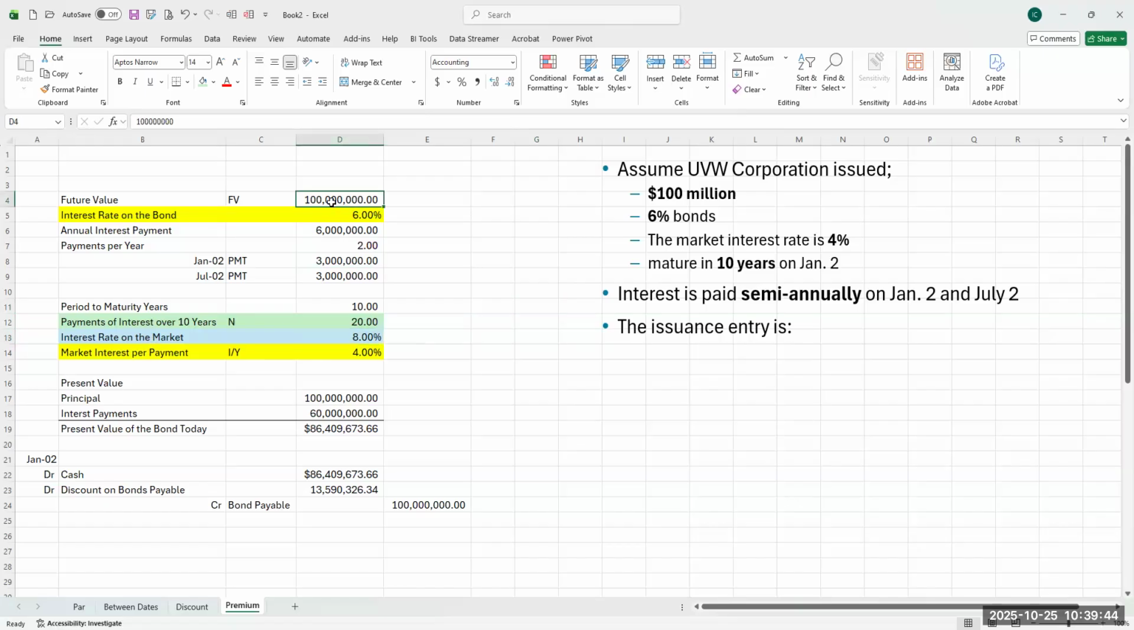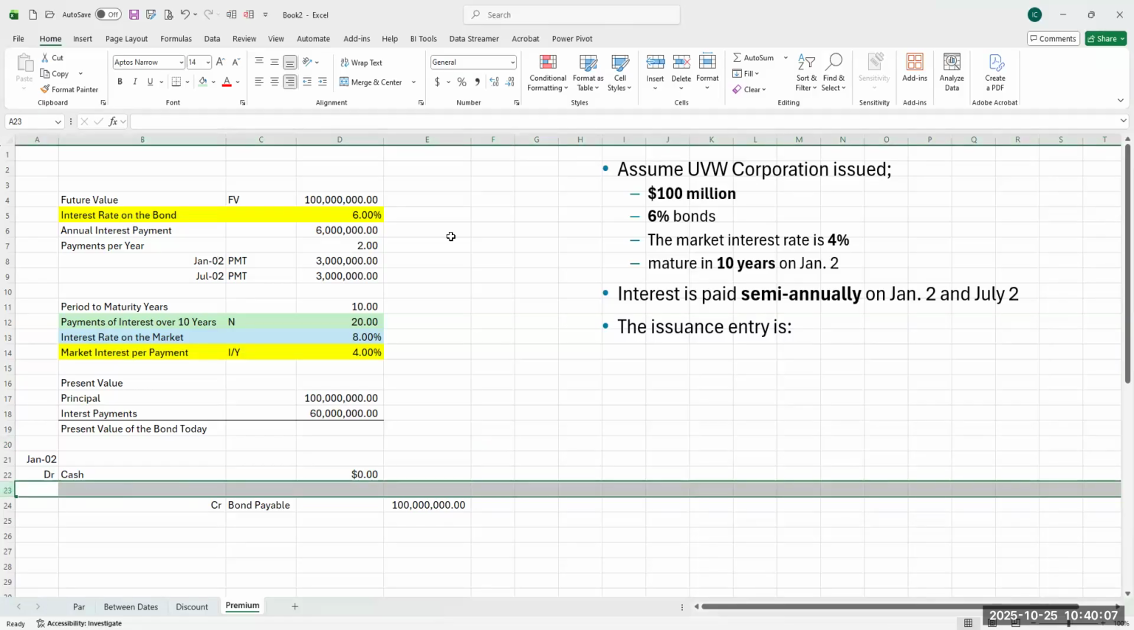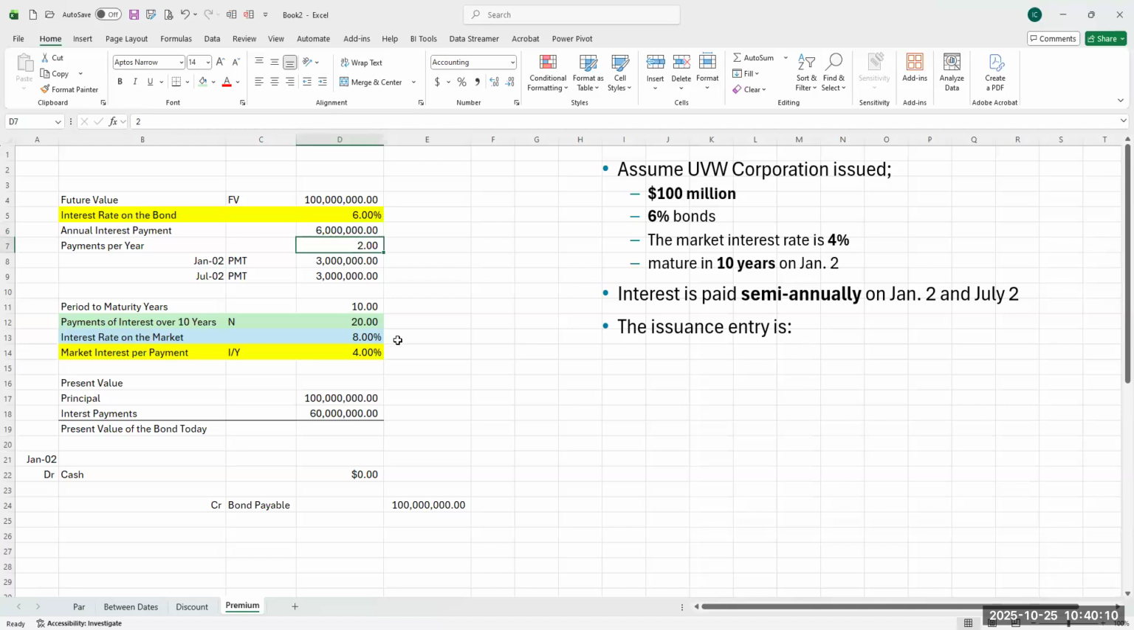The bonds are still 100 million. The interest that we're still paying is 6%, or 6 million per year, 2 times a year. So in every payment we pay 3 million. Let me delete this formula because I want us to do the formula again. The number of years doesn't change, 10 years. So every year we have to make 2 payments, so the total payments of interest over the 10 years will be 20. Now the market rate is 4%.